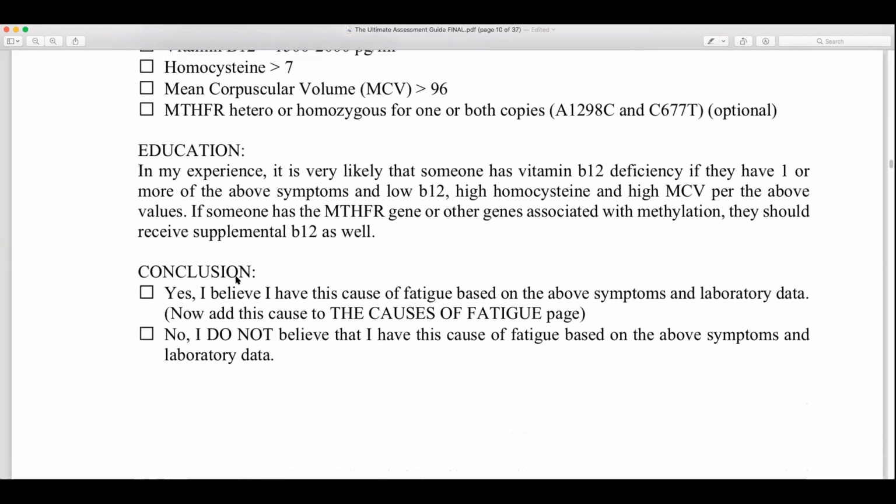So in my experience, it is very likely that someone has B12 deficiency if they have one or more of the above symptoms and low B12, high homocysteine, high MCV per the above values. If someone has MTHFR gene or other genes associated with methylation, they should receive supplemental B12 as well.